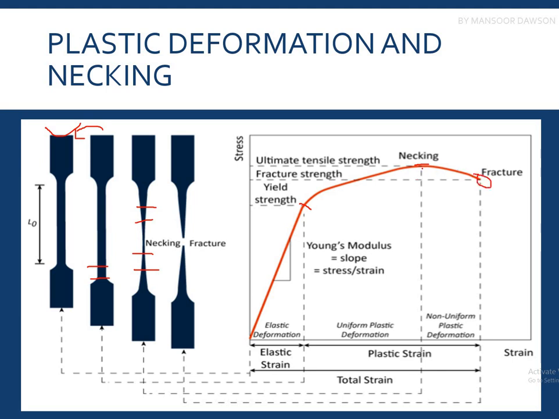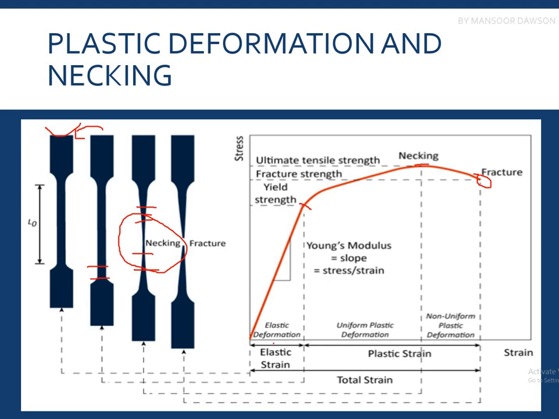Okay, why is the graph going down over here, why is the stress being reduced? Because of this necking, since the area where the load is being applied is now very small. So at a very small stress, it can create a larger strain, as you can see over here. And ultimately the specimen would fracture.